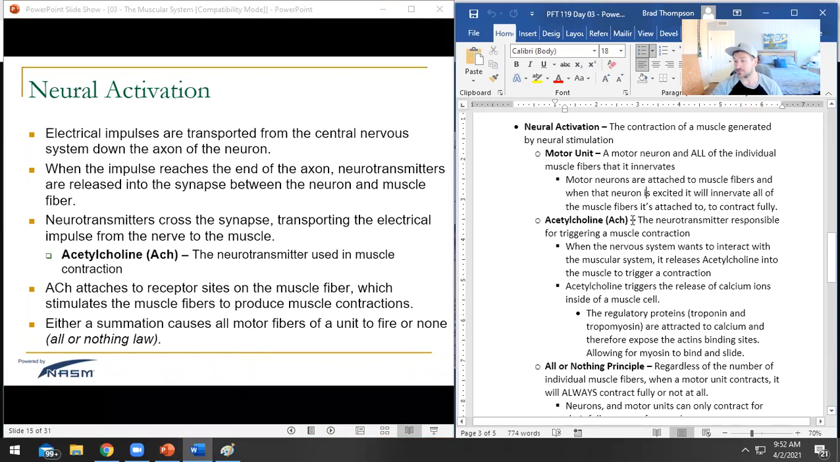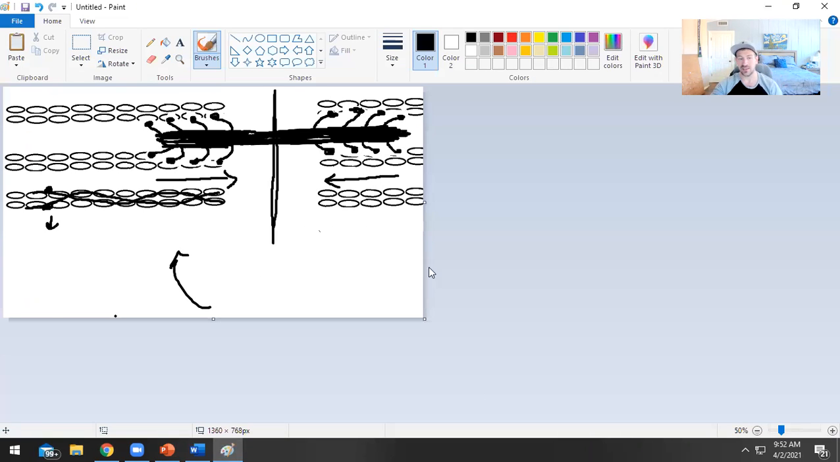And what'll happen is acetylcholine is this neurotransmitter. And when it binds to stuff on muscles, it causes muscle cells to contract. It causes them to release their energy and create that contraction, right? So when the nervous system wants to interact with the muscular system, it releases acetylcholine into the muscle, and that triggers the contraction. Now, remember earlier, the things that make contractions are the actin and myosin, right?